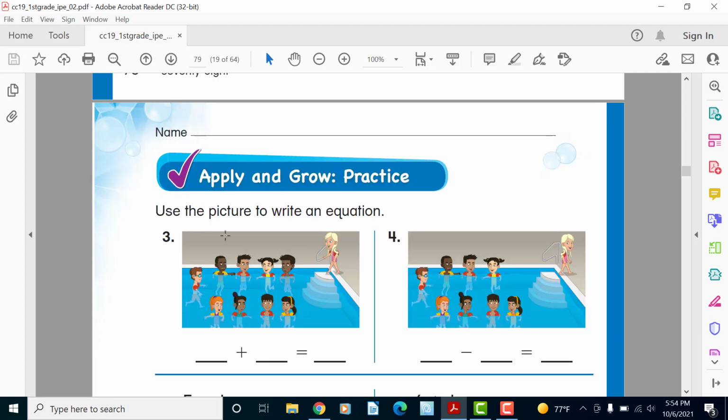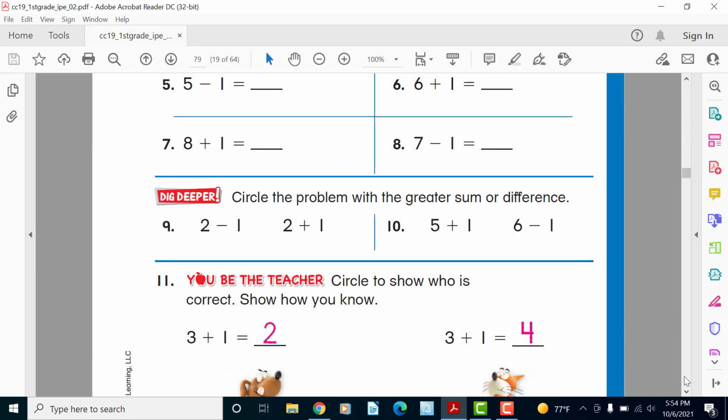So same thing here. This is an addition. So here's one part. Here's one person joining them. Write that. This one is subtraction, so we're going to start thinking about them all together. Write that down. And then the 1 is leaving. How many are left in the pool? Here, starting with number 5, 6, 7, and 8, you're just doing the subtraction or addition.